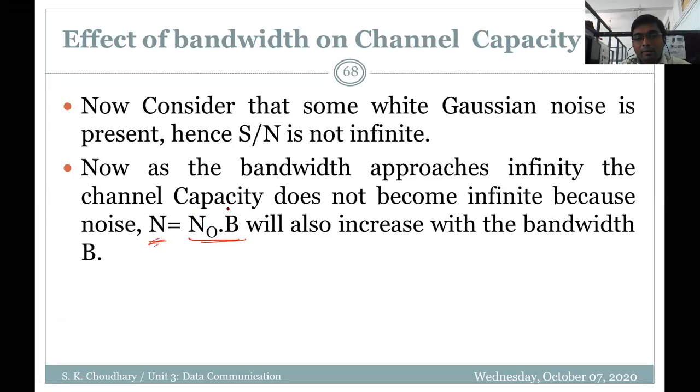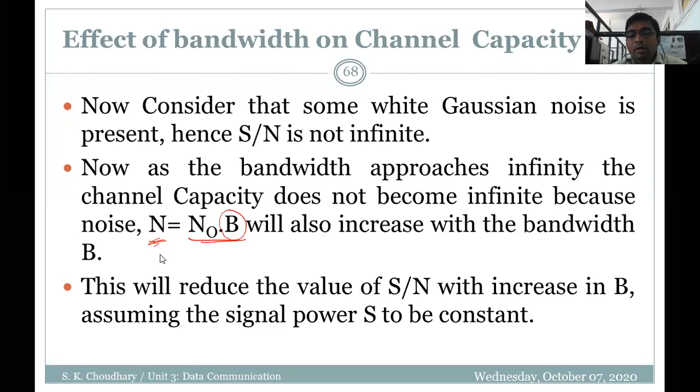So as you increase the bandwidth, at the same time your noise power also increases, and noise power is in the denominator of the formula of the channel capacity. So as bandwidth increases, simultaneously your noise power increases, which reduces the value of SNR. Even if we assume that our signal power is constant, your SNR decreases, and if SNR decreases, your channel capacity becomes a finite value. It will never reach infinity.